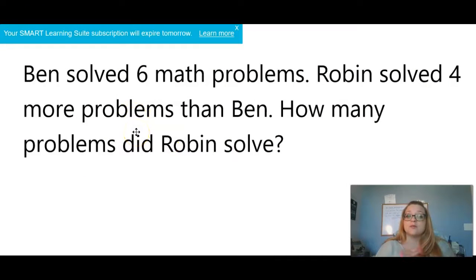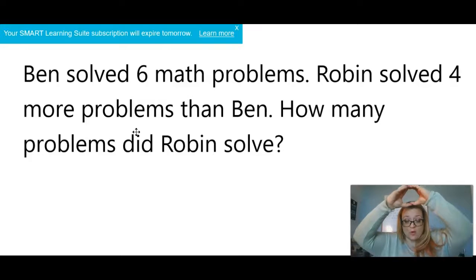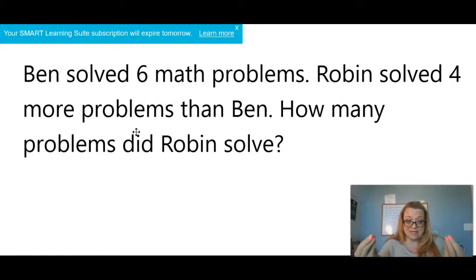All right, so here's our first problem. Ben solved 6 math problems. Robin solved 4 more problems than Ben. How many problems did Robin solve? So who solved more is what I'm going to ask myself, Ben or Robin? Well, Ben solved 6, but Robin solved 4 more than Ben. Okay, so I'm trying to figure out what the biggest number is. That means that that's my whole. I need to take 2 parts and add them together.